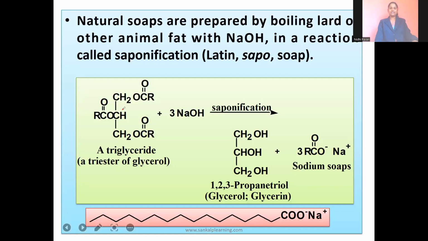As you can see, this is a glycerol. When it reacts with the base, we get a sodium salt. This sodium salt which we got is nothing but a soap. Natural soaps are prepared by boiling lard or other animal fat with sodium hydroxide. This reaction is called saponification, soap formation.